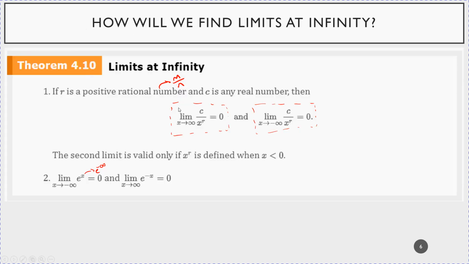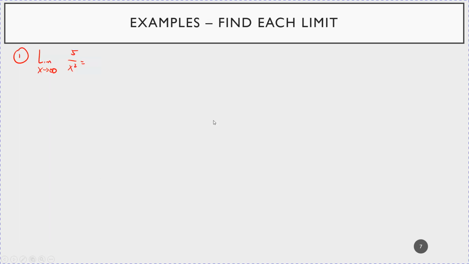All right, so let's do some examples so you can see this. Let's find each of these limits. Here will be the first one. We'll start pretty straightforward. Let's look at the limit as x goes to infinity of 5 over x squared. Well, look, this looks a lot like this rule right here: the limit as x goes to infinity of c divided by x to the r. That's just equal to 0.